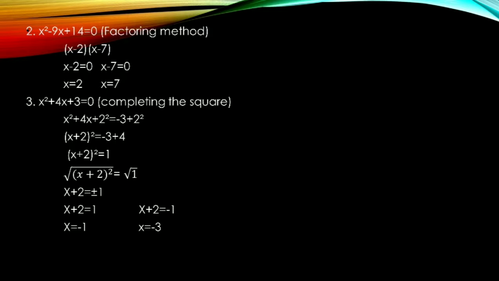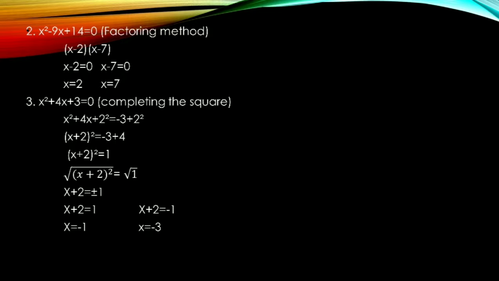Number 2 is x squared plus 9x plus 14 equals 0. Factoring method. x plus 2 and x plus 7. So, x minus 2 equals 0. So, x will be positive 2. Then, x minus 7 equals 0. So, x will be positive 7.